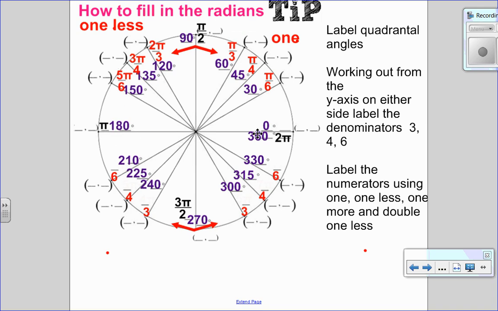In quadrant number three, starting at 0, I go past pi. So in quadrant number three, I'm more than pi. Since I'm more than pi, my numerator will be one more than the denominator. And in my last quadrant, I'm going from 0 all the way around to 2 pi, but I'm less than 2 pi. I'm less than a double pi. So in this quadrant, the numerators will be double one less. So the numerator is double one less than the denominator.